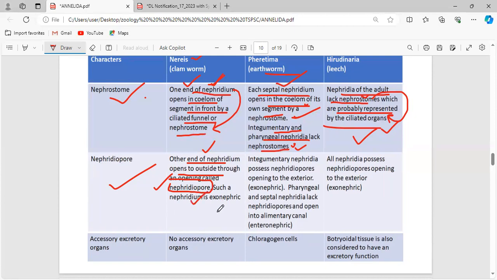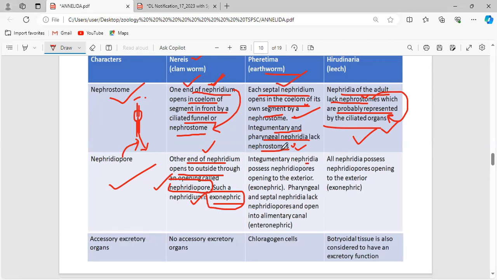This is why it is said to be exonephric. Okay, this type of nephridium is said to be exonephric. See, once again, let me explain. This is the nephridium. One end of the nephridium opens to the nephrostome, and the other end opens to the nephridiophore, through which all the waste is released to the external environment. That is why it is said to be exonephric.